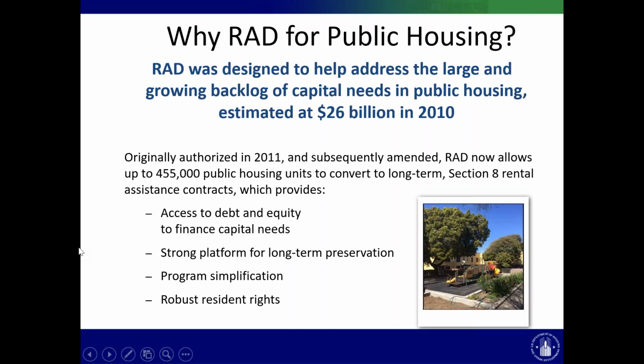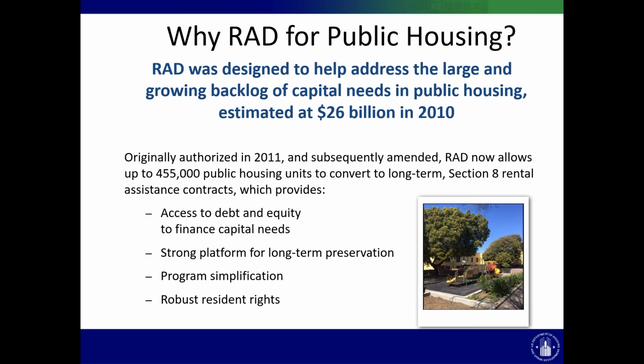First, why do we have a conversion option for public housing properties to convert under RAD? RAD was designed to help address the large and growing backlog of capital needs in public housing that in 2010 was estimated at $26 billion. At that time, there were thousands of public housing units that were leaving the inventory through demolition and disposition each year. And the public housing program was understood to be on a regulatory and funding platform that was inhibiting access to capital and to predictable revenue streams.